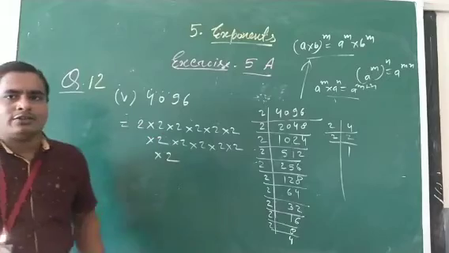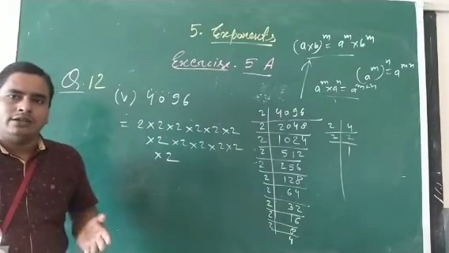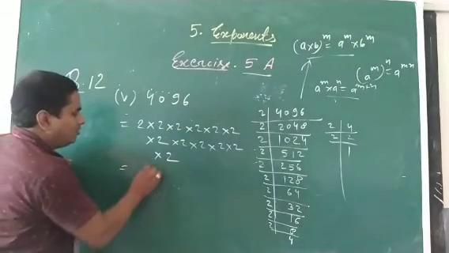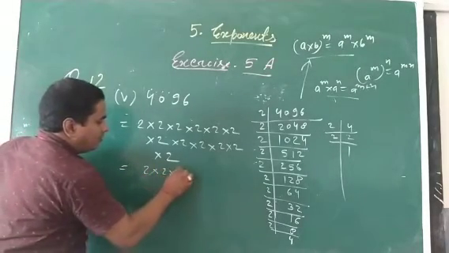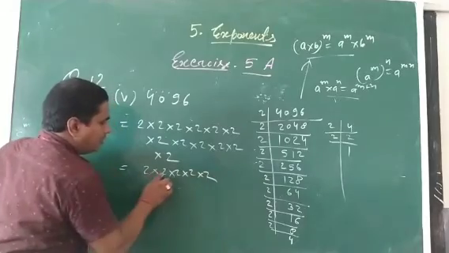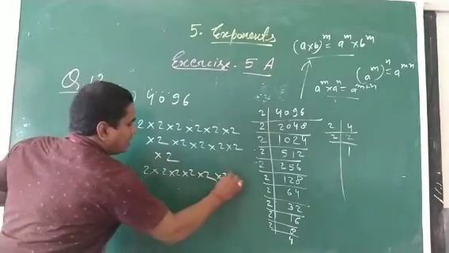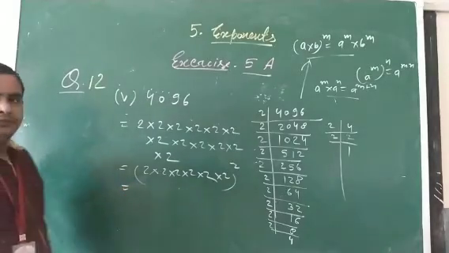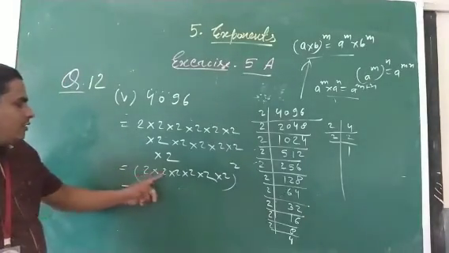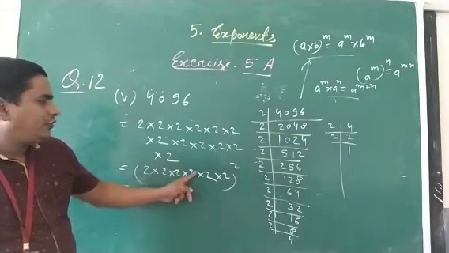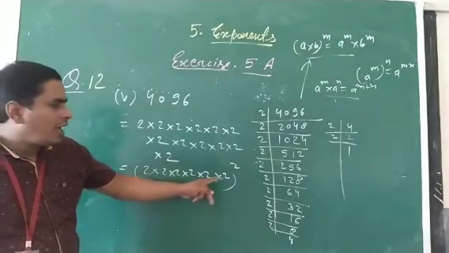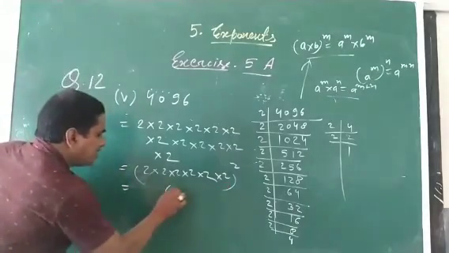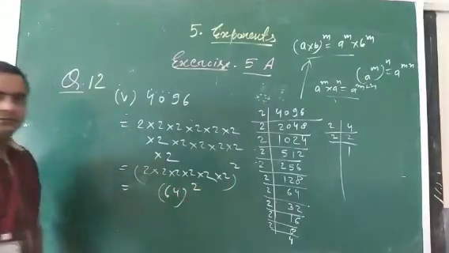How many 2's are there? 12 2's are there, right? So we can divide this into 6 and 6. So 2 into 2 into 2 into 2 into 2 into 2, 6 twos, to the whole square. So it will be 2, 4, 8, 16, 32, 64. So you can write this as 64 square.